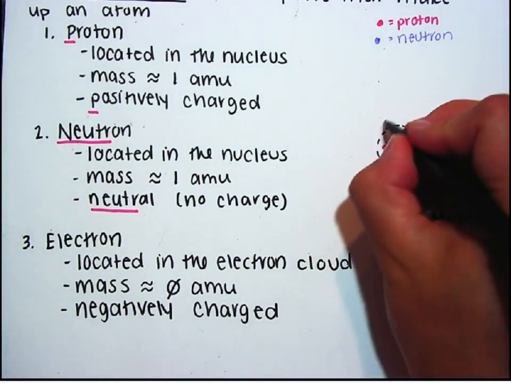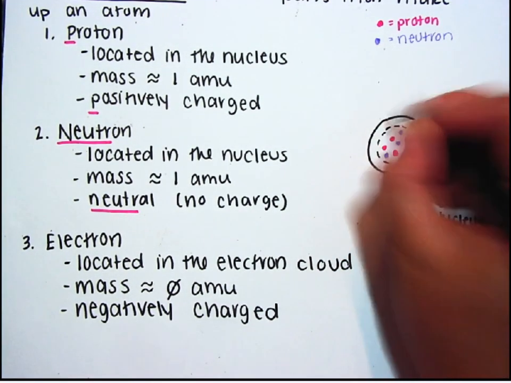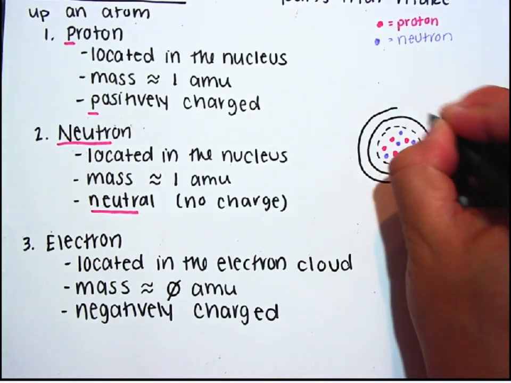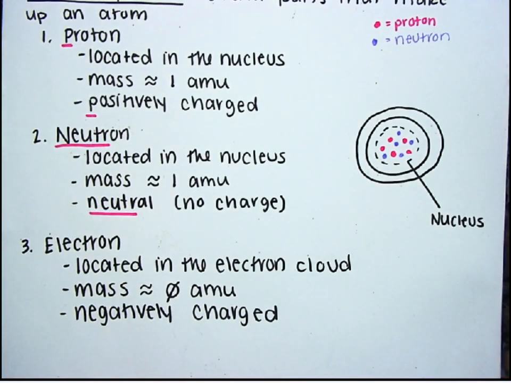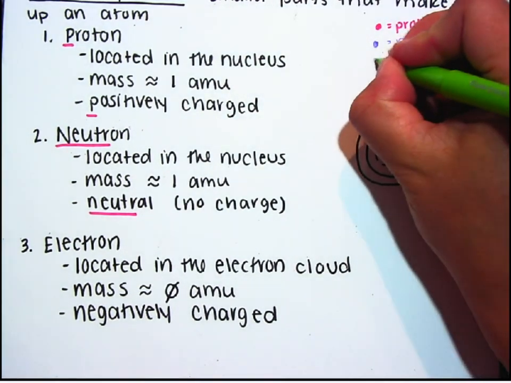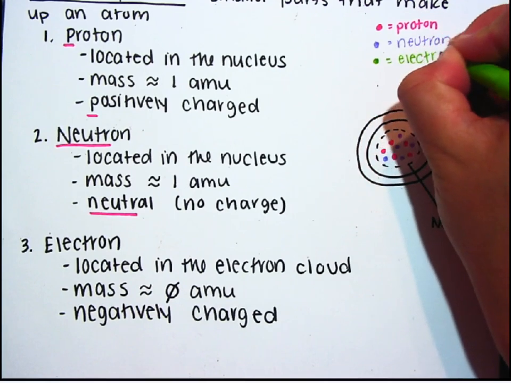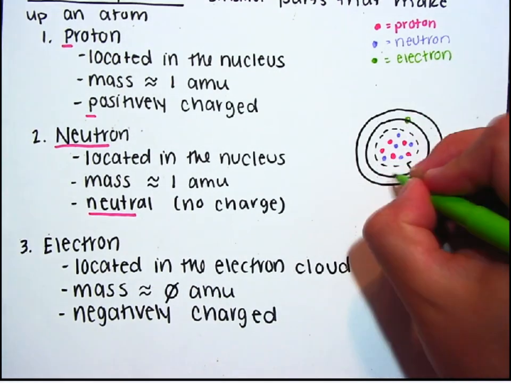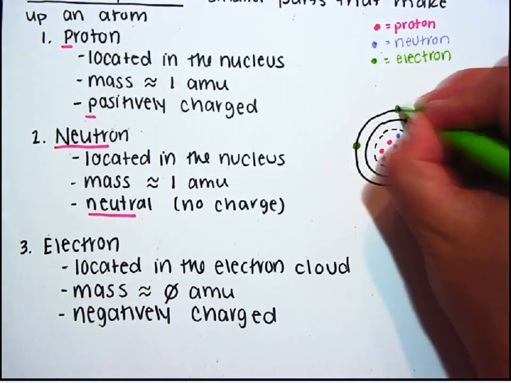So the electron cloud is going to be the area outside of the nucleus. We're going to talk about how to draw atoms, and we're going to talk about what these different rings are in a later lecture. But for today, you should be able to identify the location of each subatomic particle. So we have protons and neutrons in the nucleus. We have electrons out in the electron cloud.